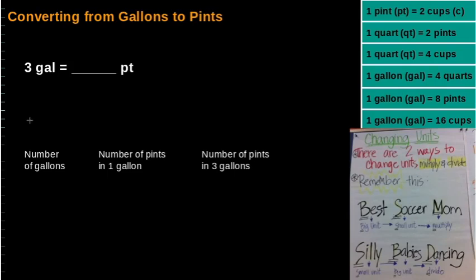So let's go ahead. The number of gallons in the question is 3. From big unit to small unit, you multiply. Number of pints in 1 gallon, 8. And this will give you the total number of pints in 3 gallons. 3 times 8 is 24. So we have 24 pints in 3 gallons.